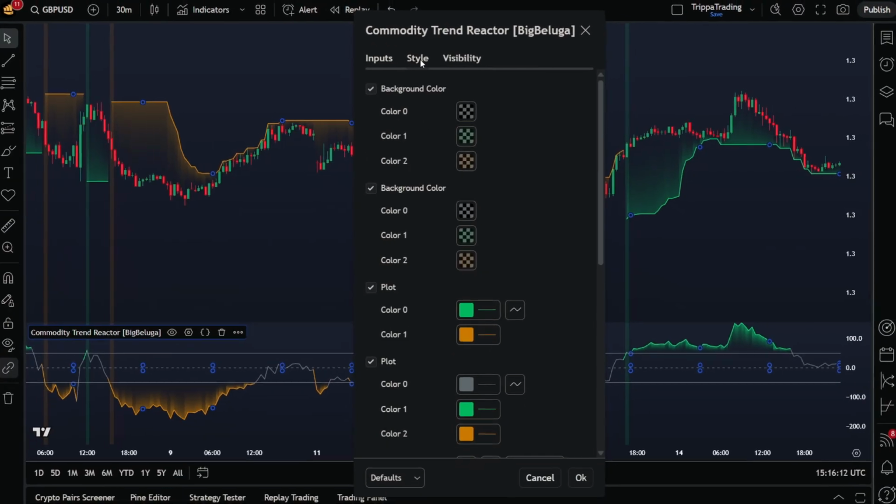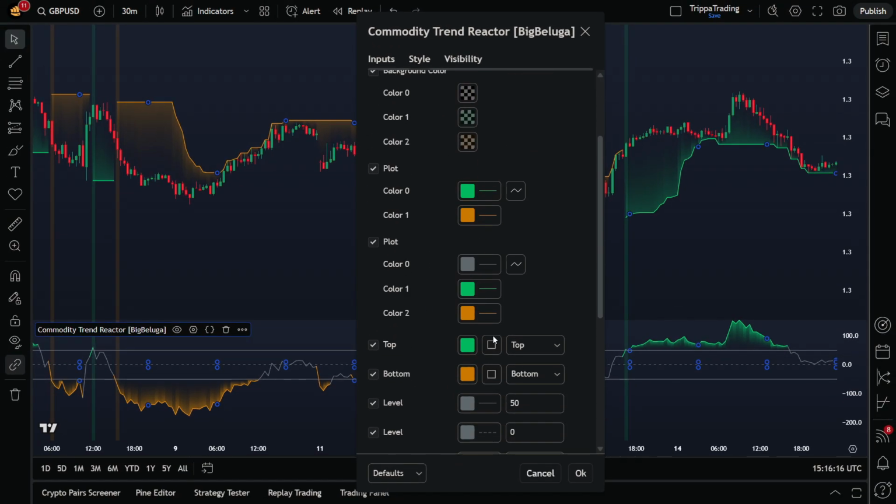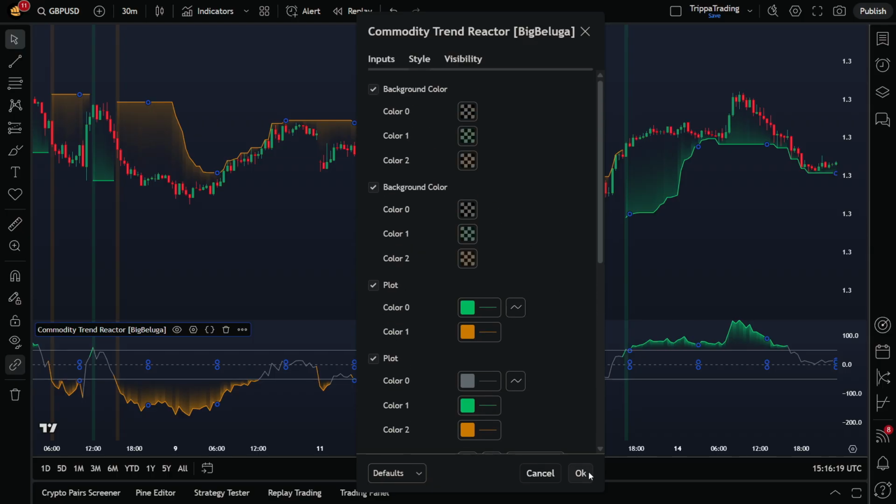And finally, we've got style settings. That's where you can change the color or thickness of the lines. Nothing to tweak in terms of logic, just visuals.